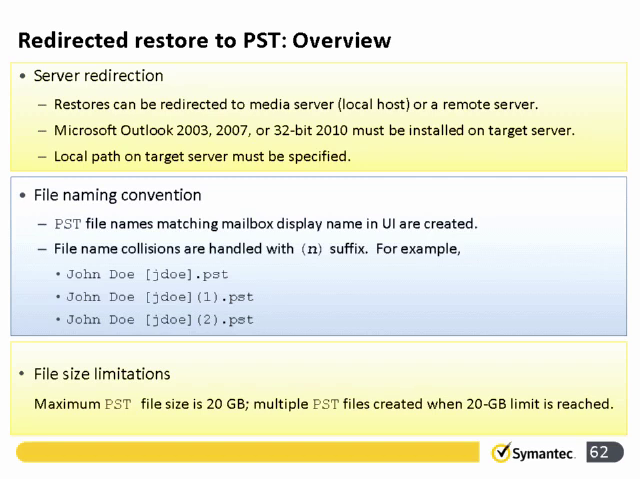If you have file name collisions, it will add a 1 or a 2, a counter to those names. The PST file size is limited to 20 gigs. If the restore exceeds 20 gigs, it will create multiple PST files that all are within that 20 gig limit.